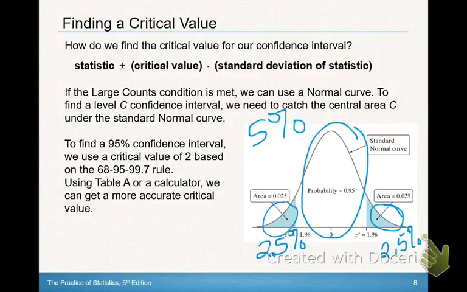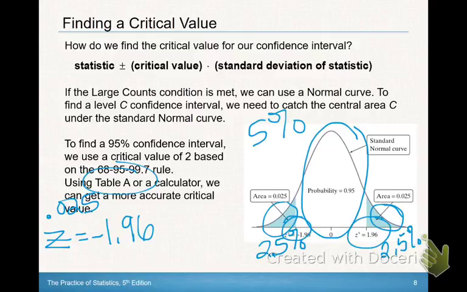So we could go to our table, table A in the back of the book, and find the z that corresponds to 0.025. If we go to the back of the book, we would have z equal to negative 1.96 here, and this z would be 1.96. So we call this our critical value, and we use z with a little star beside it to show that.